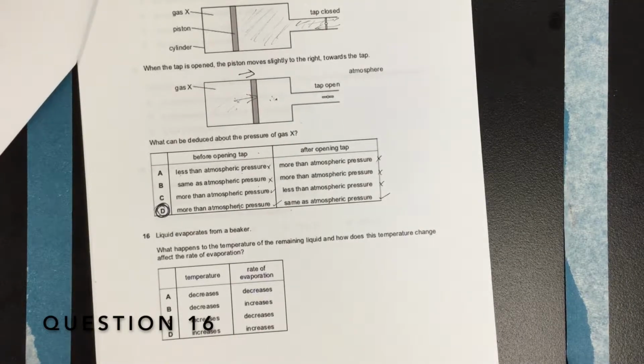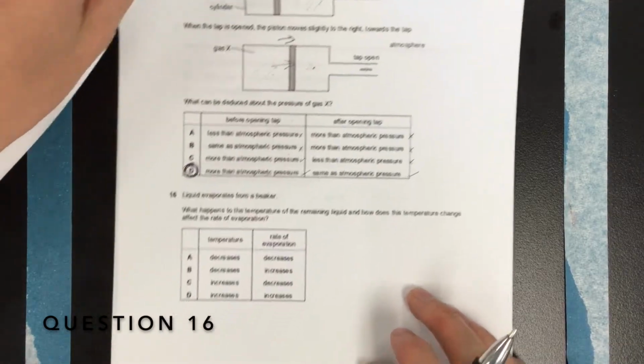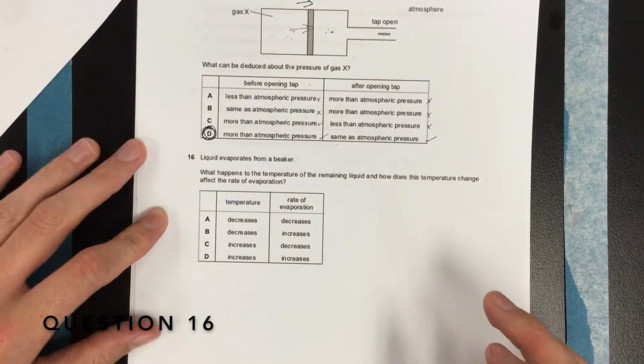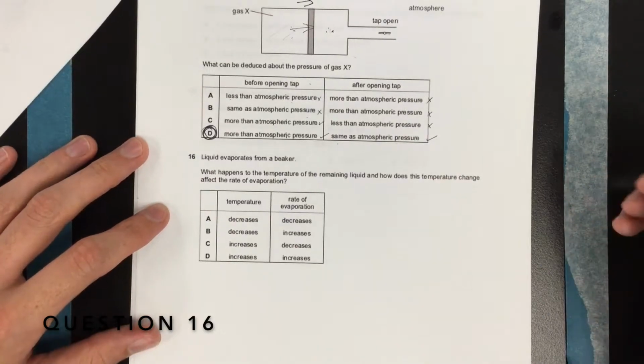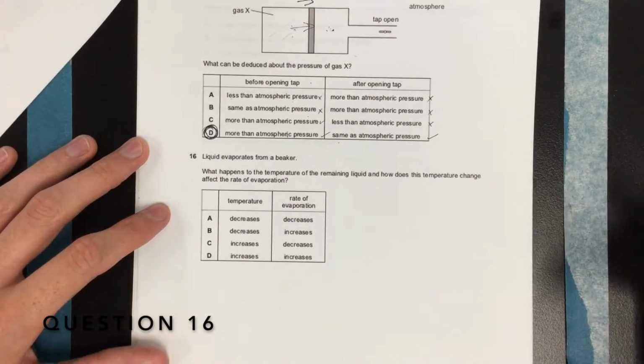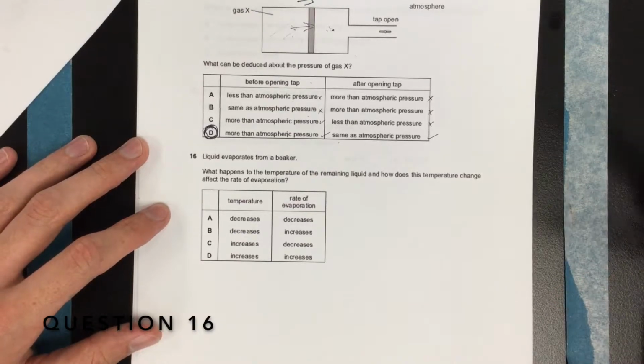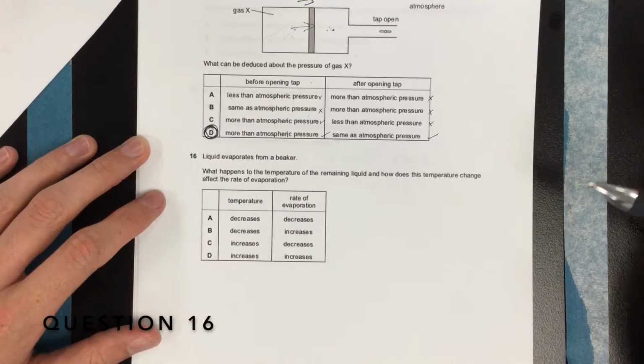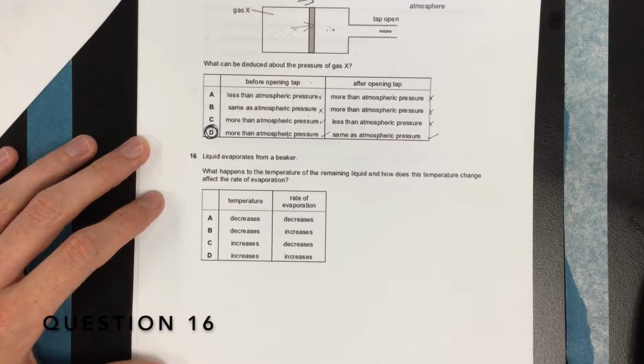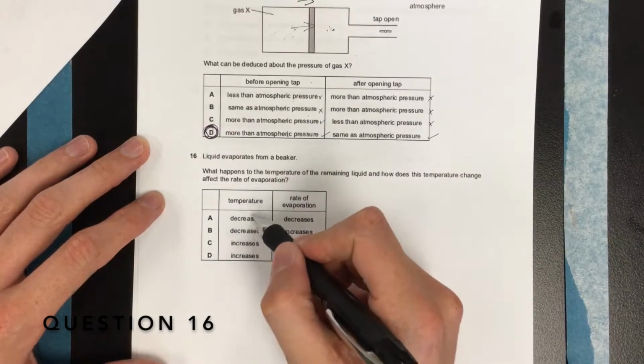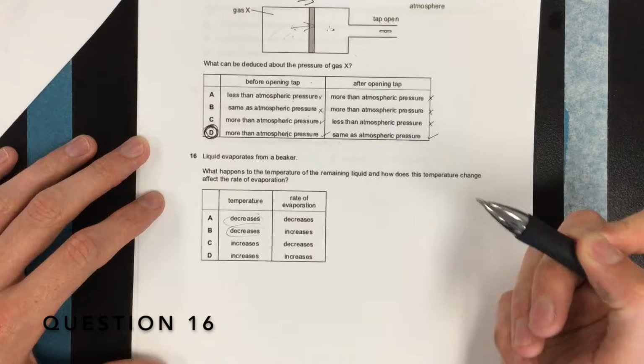Question 16. Liquid evaporates from a beaker. What happens to the temperature of the remaining liquid, and how does this temperature change affect the rate of evaporation? So, if something's evaporating, remember that is the hot particles leaving, which means that the cooler particles are left behind. So what is going to happen to the average temperature, or the average heat, sorry, it is going to drop, right? So I know that it has to be there or there. It has to be decrease or decrease.